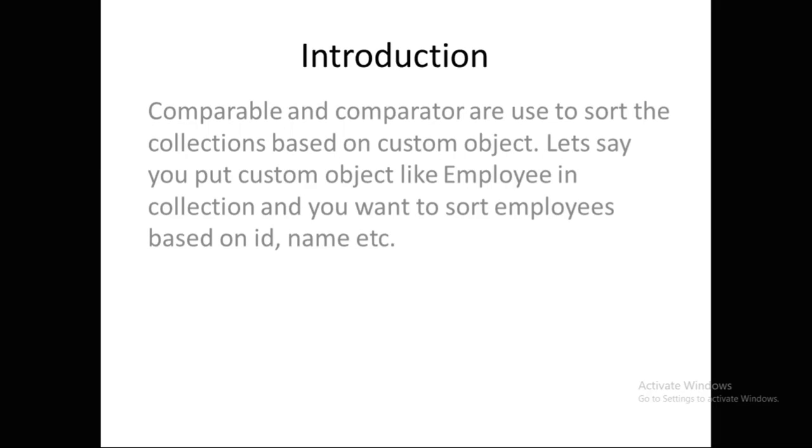Comparator and Comparable are used to sort a collection based on custom objects. Let's say you put some custom objects like Employee in a collection and you want to sort the employees based on ID or name. You can use Comparator for that purpose.